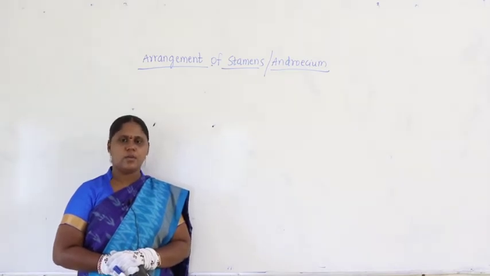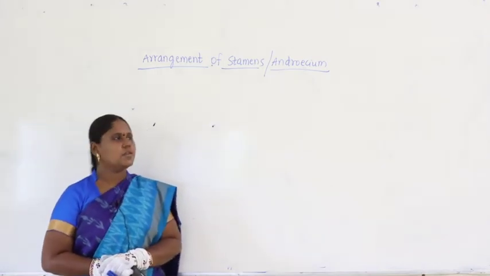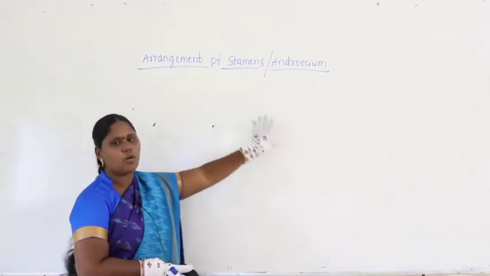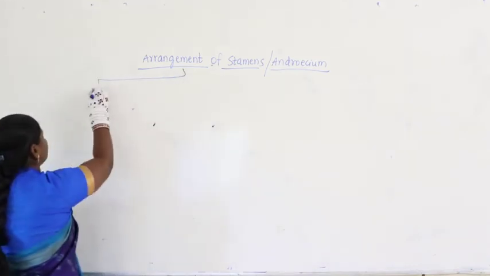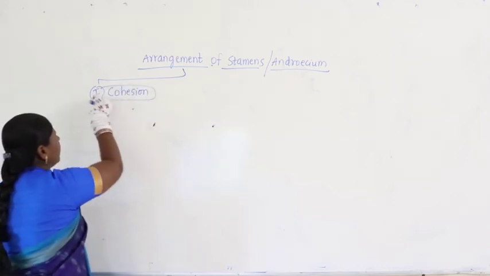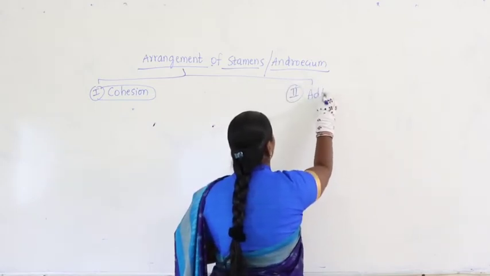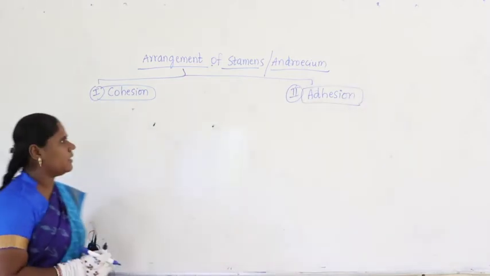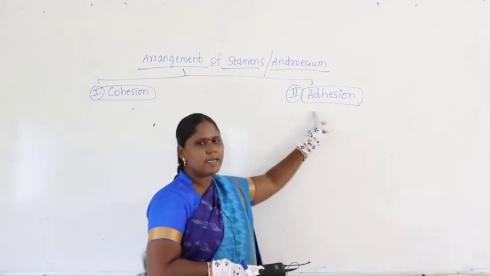Examples are very important. Make sure that you note down, try to understand what is the concept along with the examples. So, we are continuing our discussion here, arrangement of stamens, or what we call androecium. In this, there are two categories. The first category is called cohesion and the second category is called adhesion.